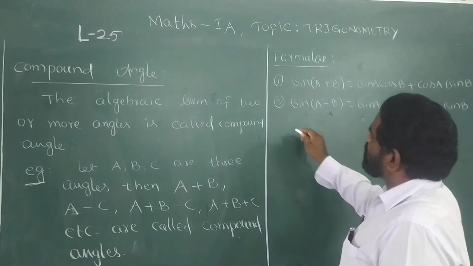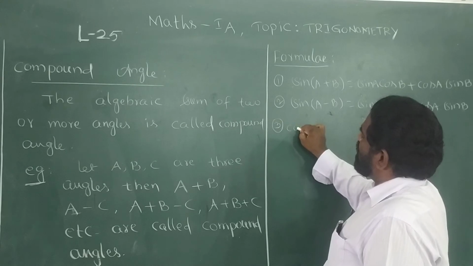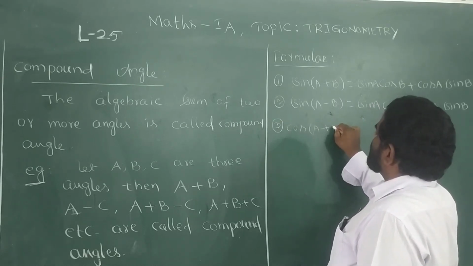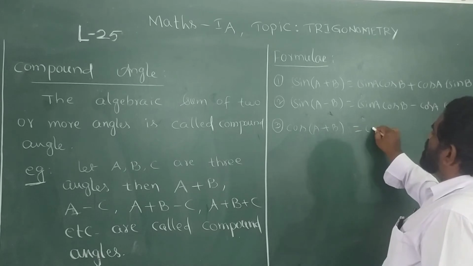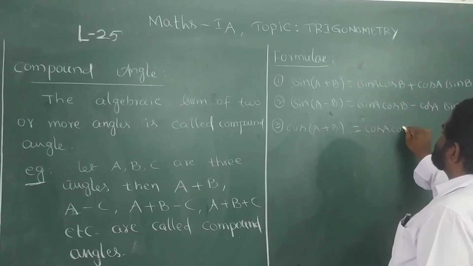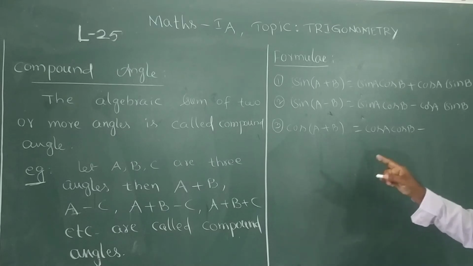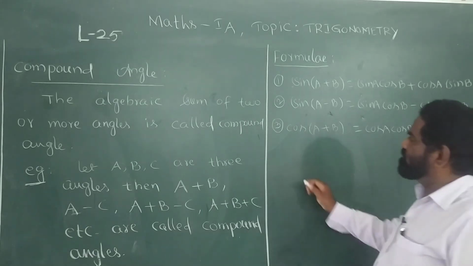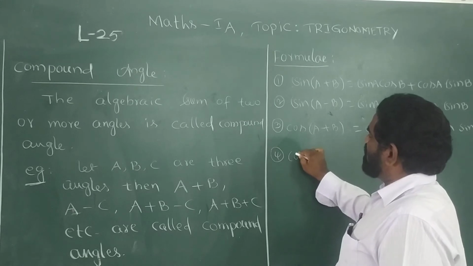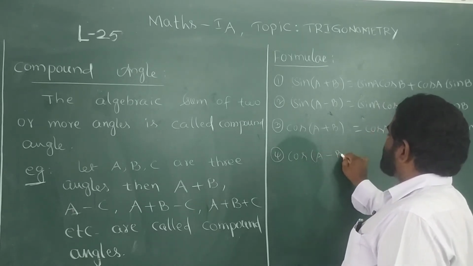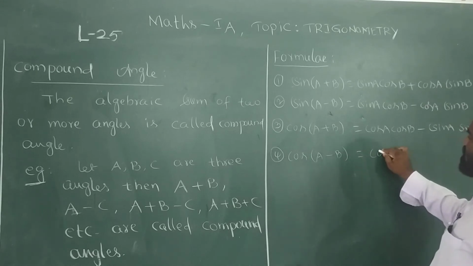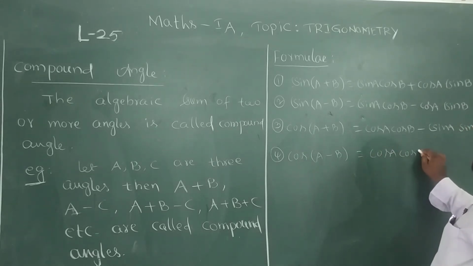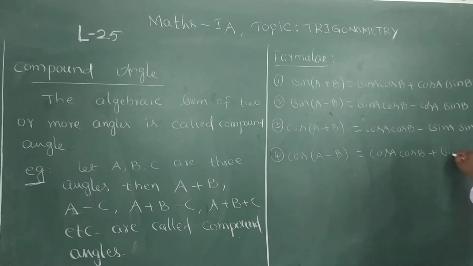Next, cos of A plus B equal to cos A cos B. Here the opposite sign will come: minus sin A sin B. Next, cos of A minus B can be taken as cos A cos B plus sin A sin B.